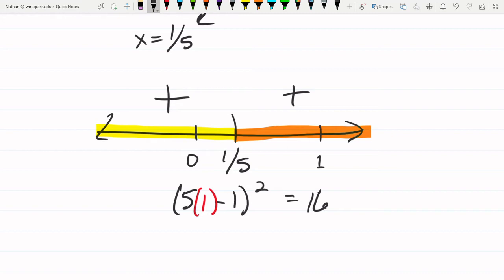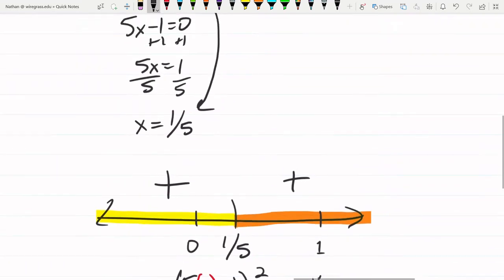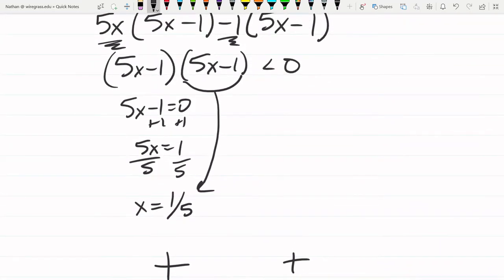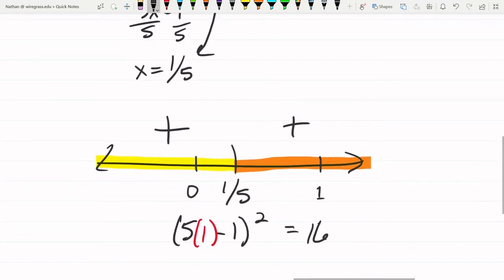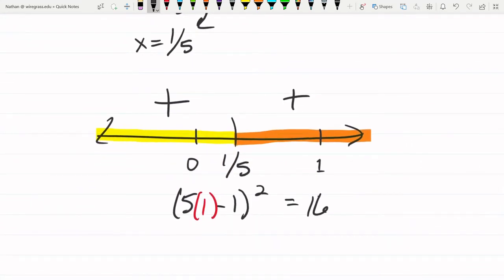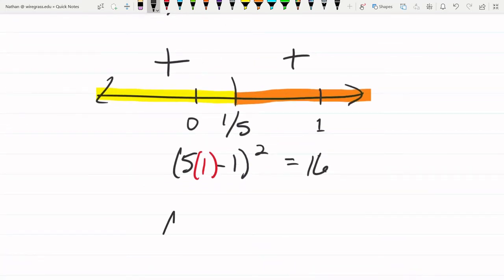So this is one of those types where you see there's two of the same sign right next to each other. And we're looking for when is this whole thing less than 0. Well, less than 0 is when it's negative, and there is no interval here where it's negative. Therefore, we have no solution.